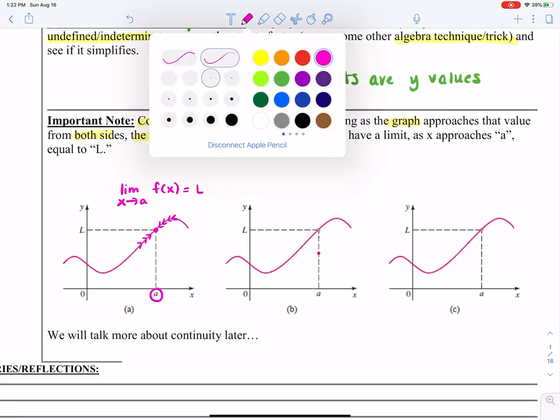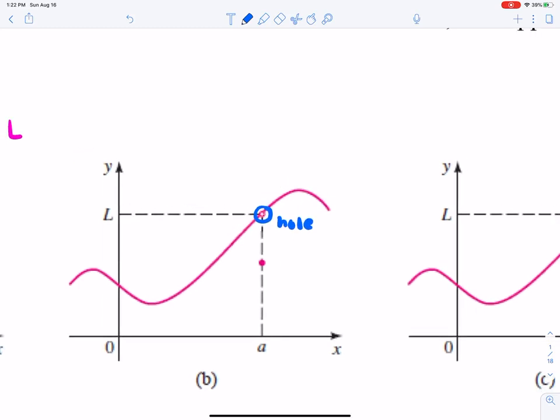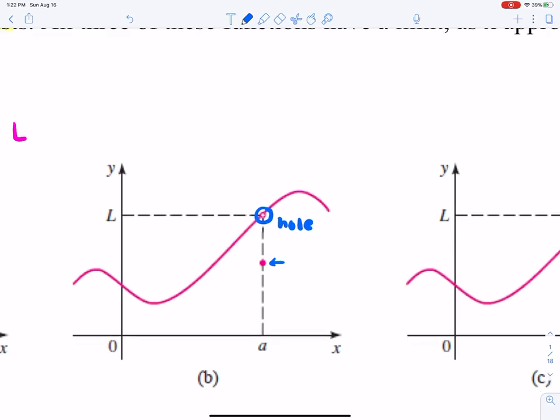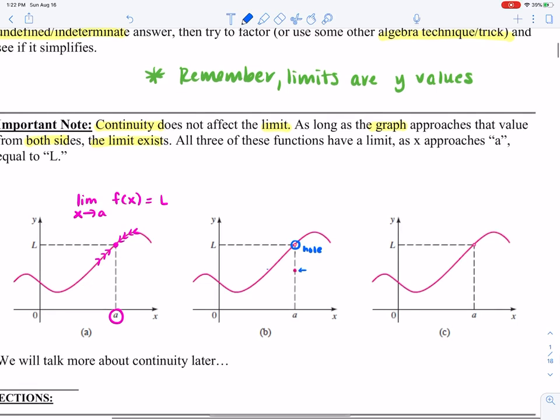Now in our next graph, it's kind of hard to see, so I'm going to zoom in for a second. You can see that I've got a removable discontinuity here. So there is a hole in this graph. And also there is a point that is down here that has been removed from the function. Okay? So again, let's say I'm traveling on my graph. I'm pointing my car towards the x value of a. Even though there's not a point there, I'm getting closer and closer to a y value of L. And from the right-hand side, I'm again getting closer and closer to an x value of a, and I'm getting closer and closer to a y value of L.